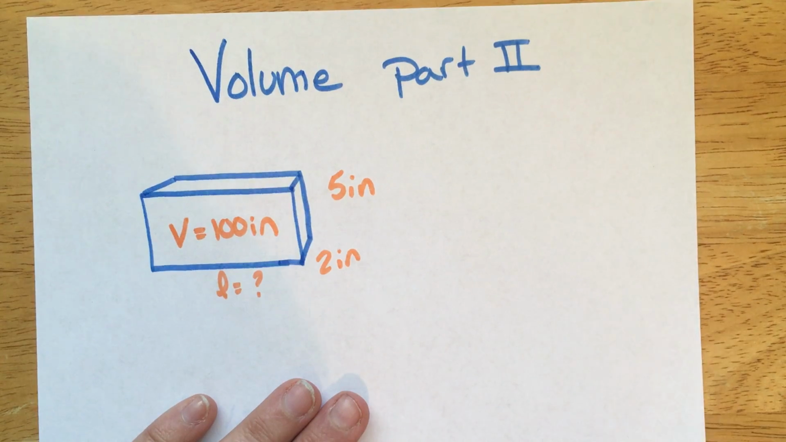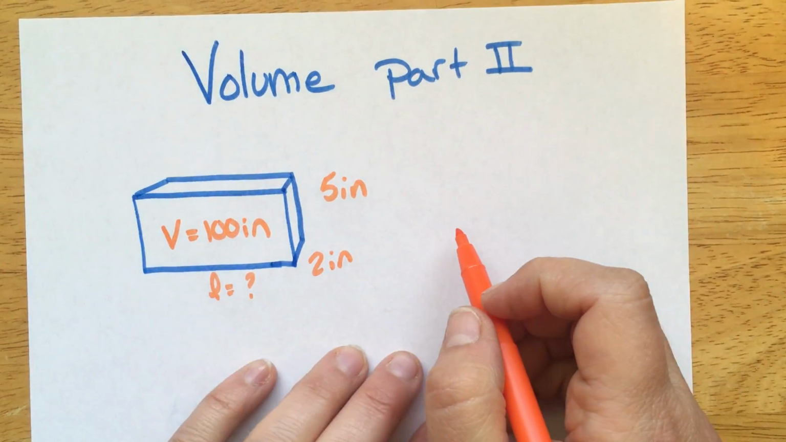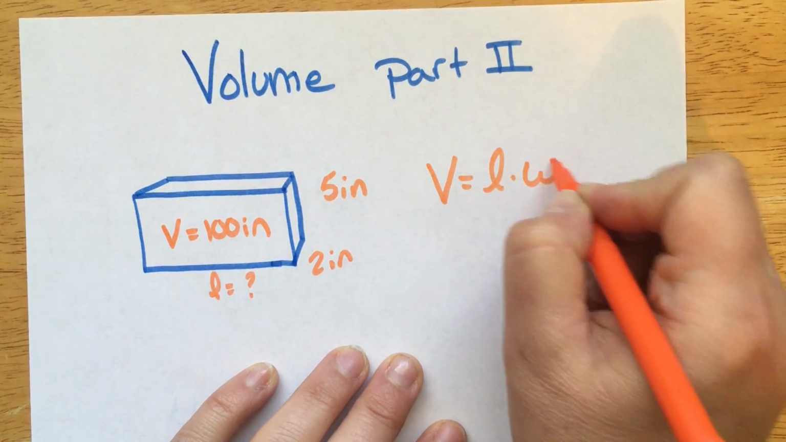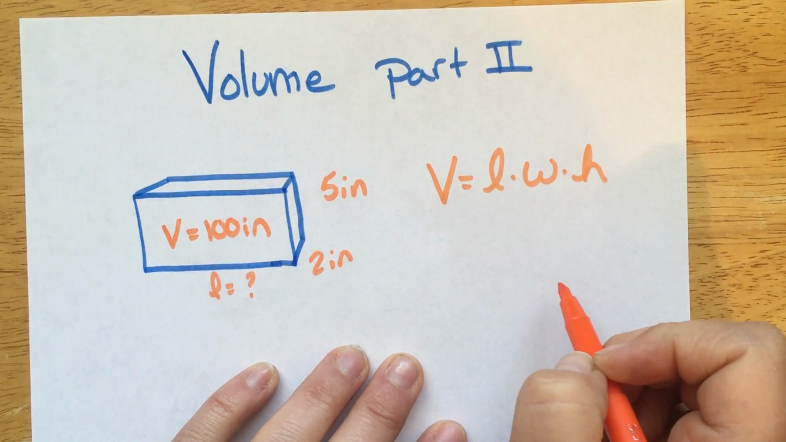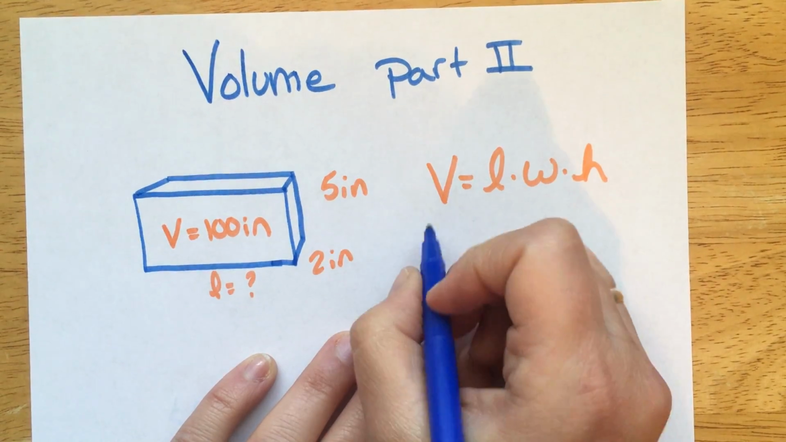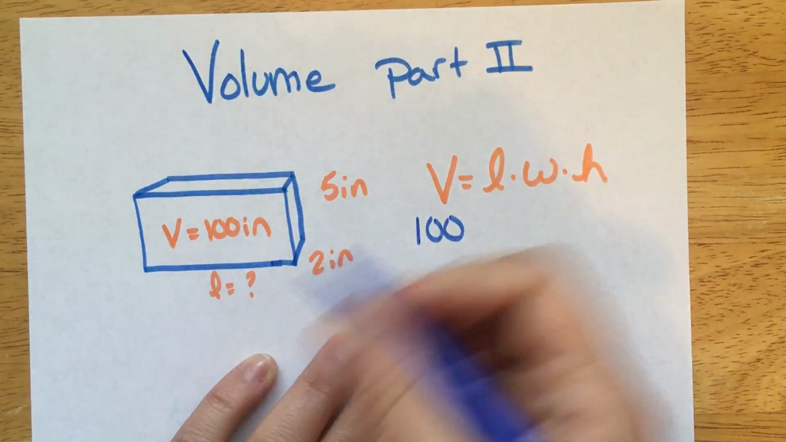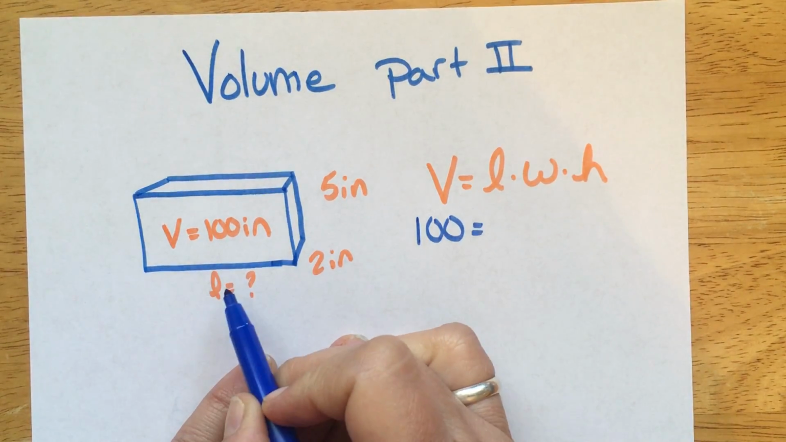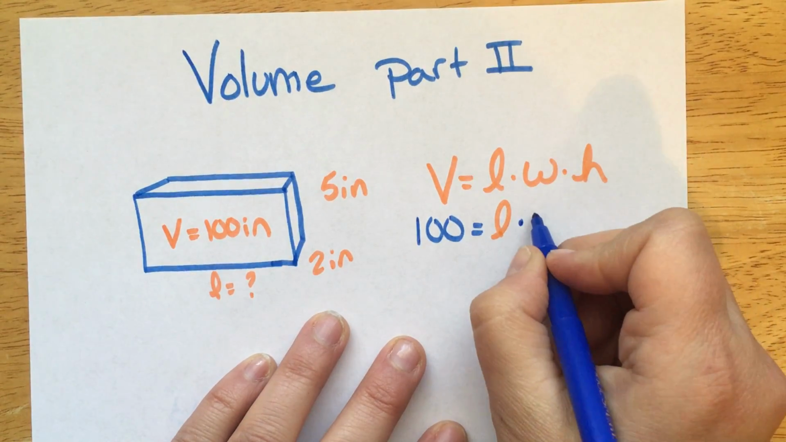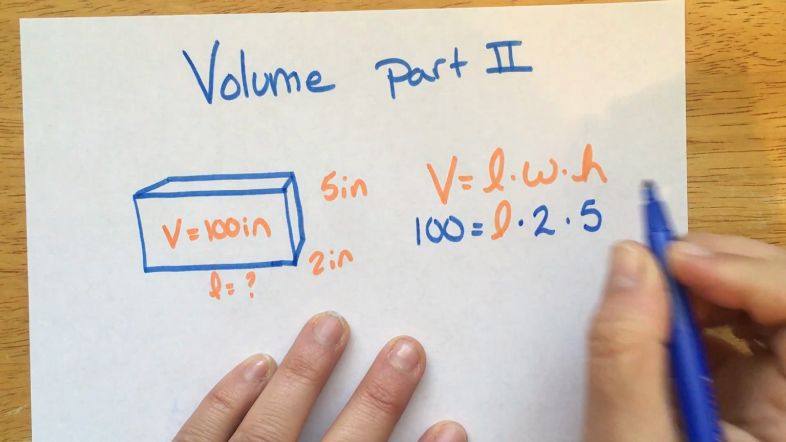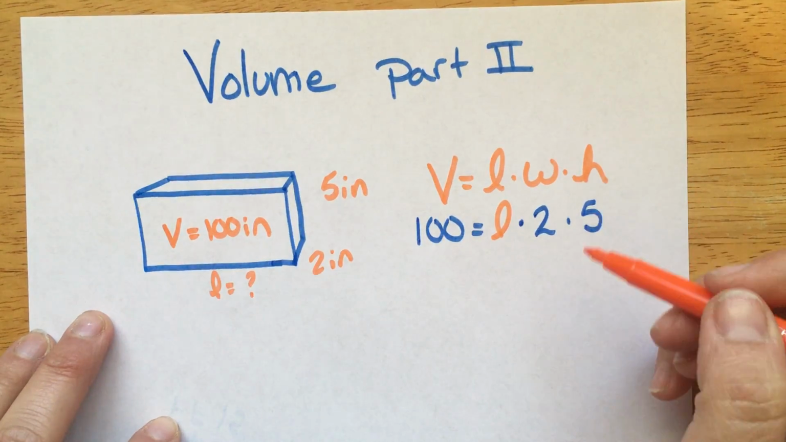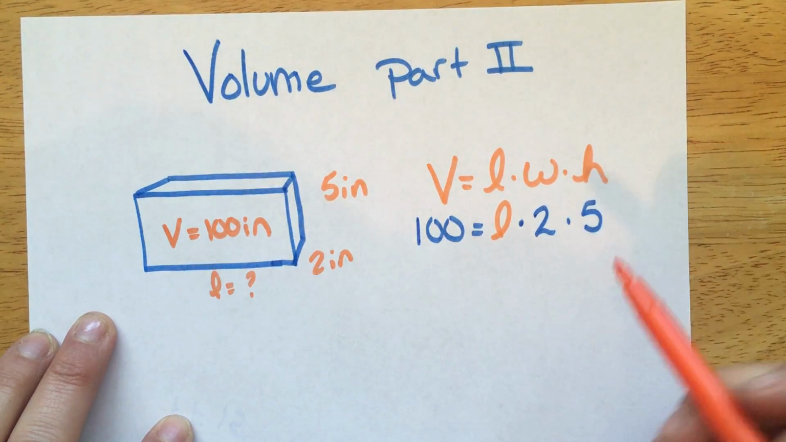So what I have to do is solve it the same way I would solve any other volume problem. I'm going to write my formula. Volume is equal to length times width times height. The next thing I'm going to do is plug in what I do know. I know the volume, so I'm going to put 100 in. And I'm going to say that's equal to, and I don't know the length, that's my missing piece, that's the one thing I don't know, but I do know the width, which is 2 inches, and the height is 5 inches.